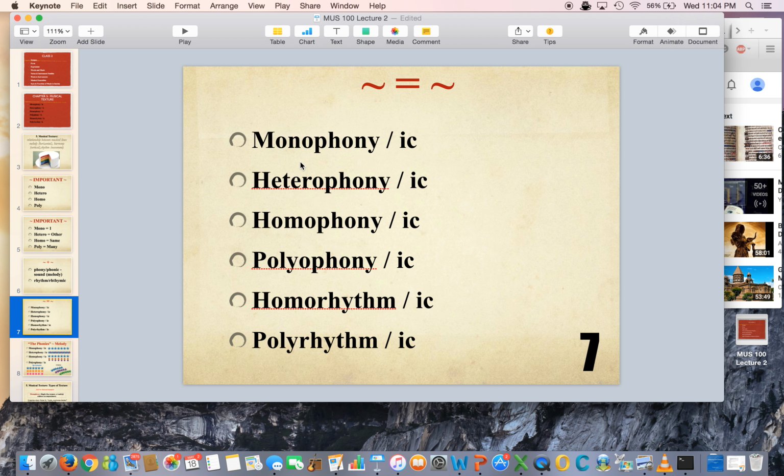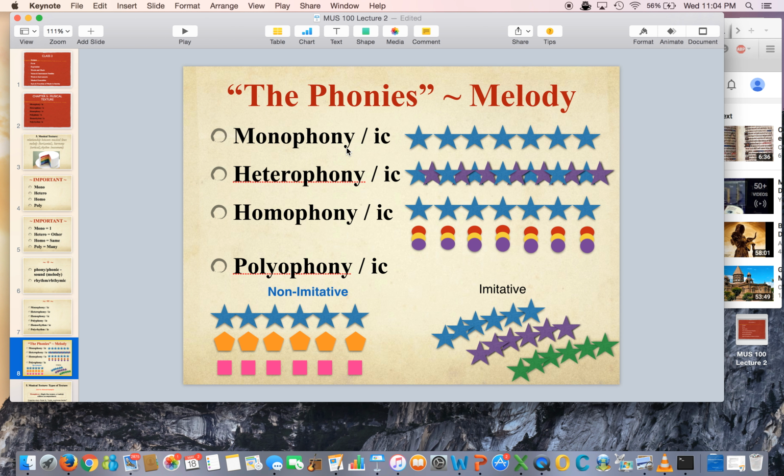Okay, so monophony means one sound. Heterophony means other sound. Homophony means the same sound. And polyphony, spelled wrong here, means many sounds. Homorhythmic means the same rhythm. Polyrhythmic means many rhythms. And I'll explain them to you, and then I'll go into greater detail.